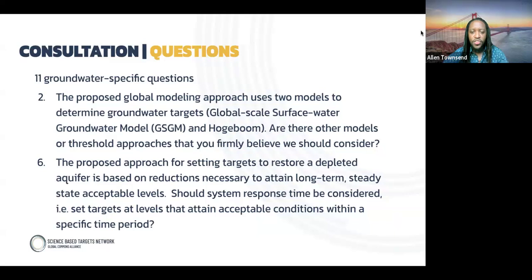Next slide. We have 11 questions. Here are just 2 of those to give you a flavor of the types of feedback that we're seeking. The first question, number 2 technically, is around the models selected, and whether there are other models that you believe we should also be considering for application in the guidance. The other question is around the targets: whether we should consider the system response time, basically setting a target at levels that attain acceptable conditions within a specific time period.